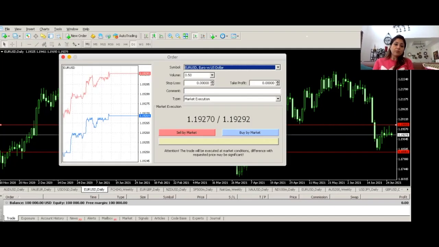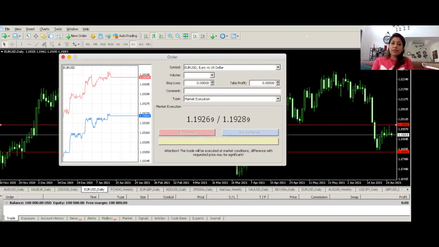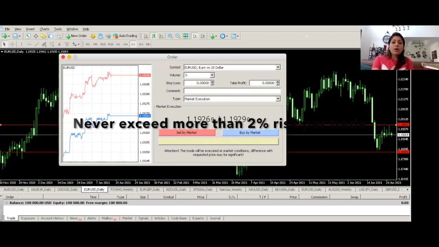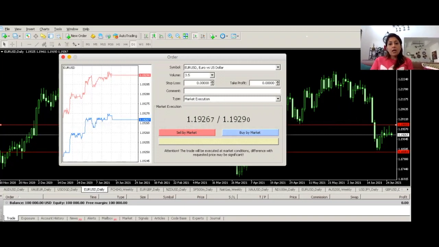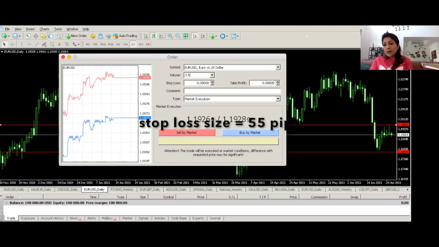So I'm going to take about 2% risk on this trade. I never exceed more than 2% risk. So this is going to be about three and a half standard lots with a stop loss size of about 55 pips.